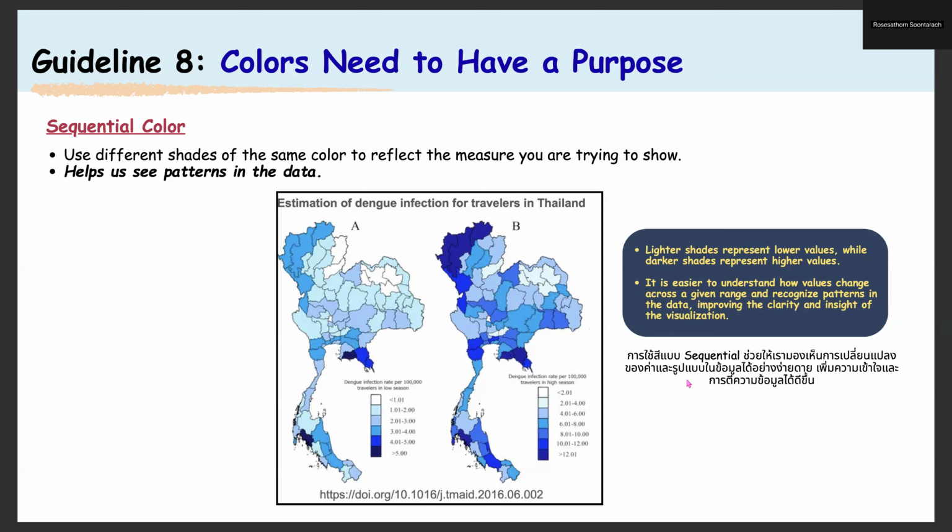show, which can help you to see a pattern in the data. It is easier to understand how values change across a given length and recognize patterns in the data. This can improve the clarity and insights of the visualization.